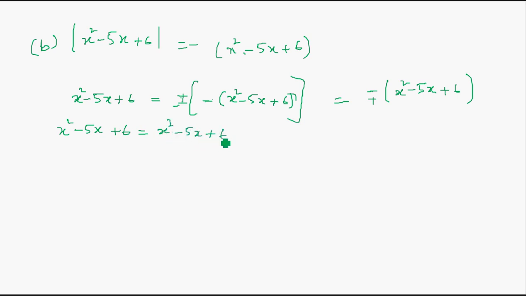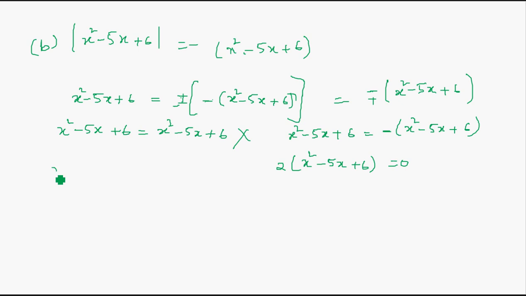So you can see LHS is equal to RHS, and we cannot solve this equation further, and hence we have to solve the other equation. So we will take x square minus 5x plus 6 is equal to minus of x square minus 5x plus 6. Now if I send this to the right hand side, basically these two are the same thing, so simply I can add 2 into x square minus 5x plus 6 is equal to 0. So I will get here x square minus 5x plus 6 is equal to 0.